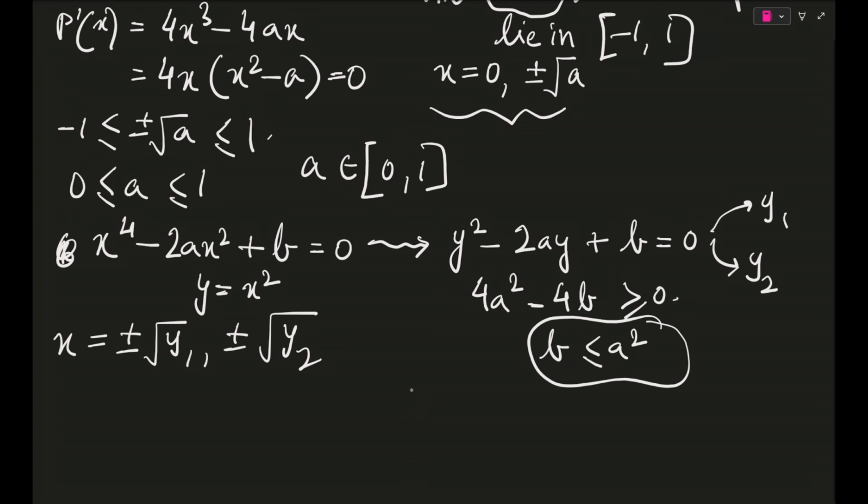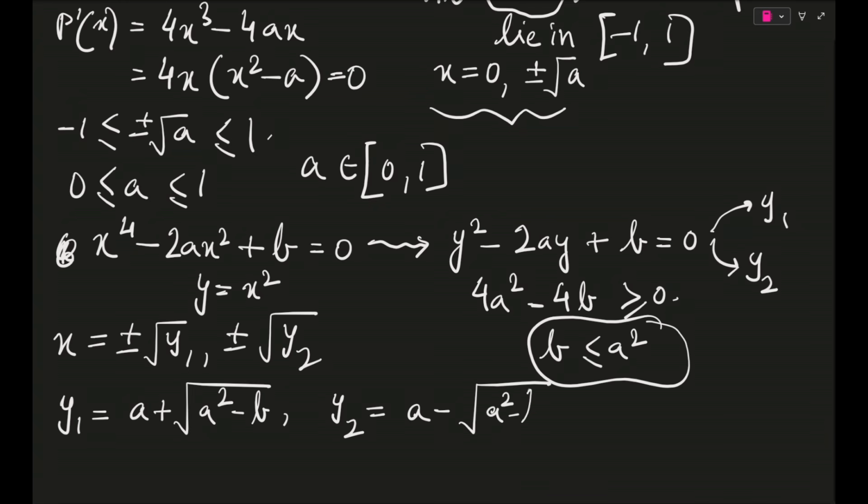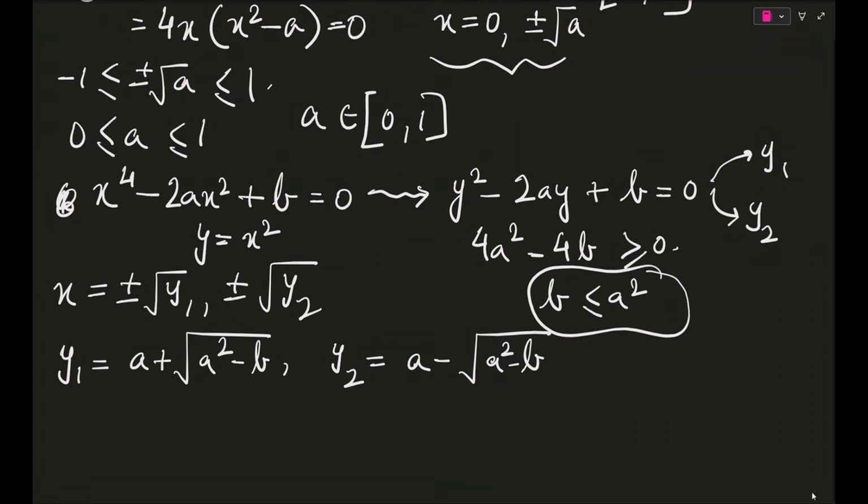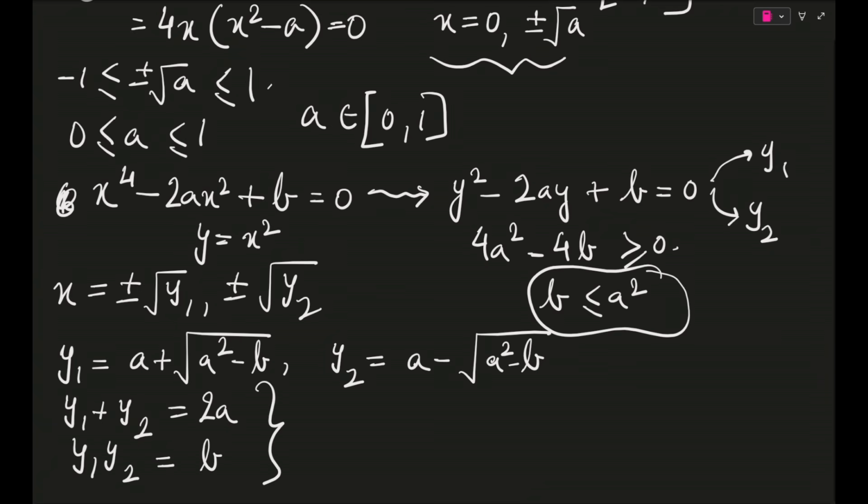Okay, so guys, first thing is that y1, if you apply the quadratic formula, will come out to be a plus root a square minus b, and y2 will come out to be a minus root a square minus b. I just wrote this for your reference. But with this or without this, you can write two very definite things from this equation: the sum of roots y1 plus y2 will be 2a, and the product of roots y1 y2 will be b. These two things you can definitely write. So this is the sum and product.